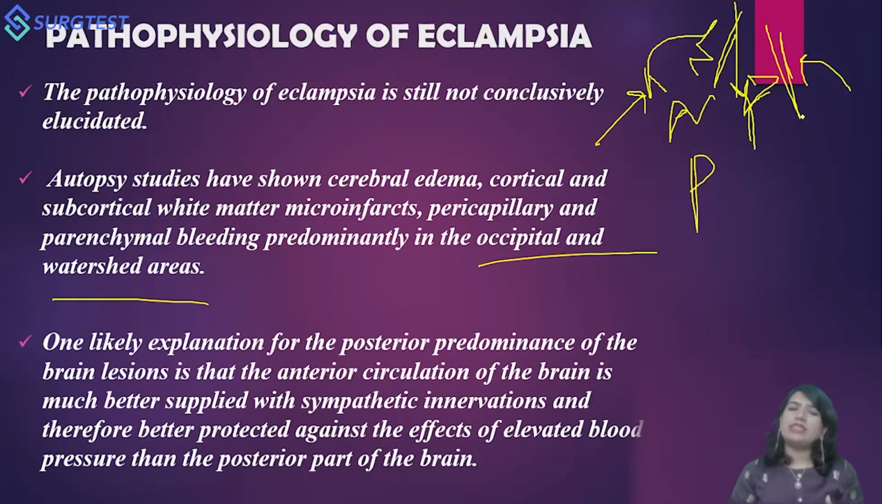What is a likely explanation for the occipital lobes being affected more? It is said that there is a posterior predominance of brain lesions in eclampsia. It is a well-known fact. Why is it so?